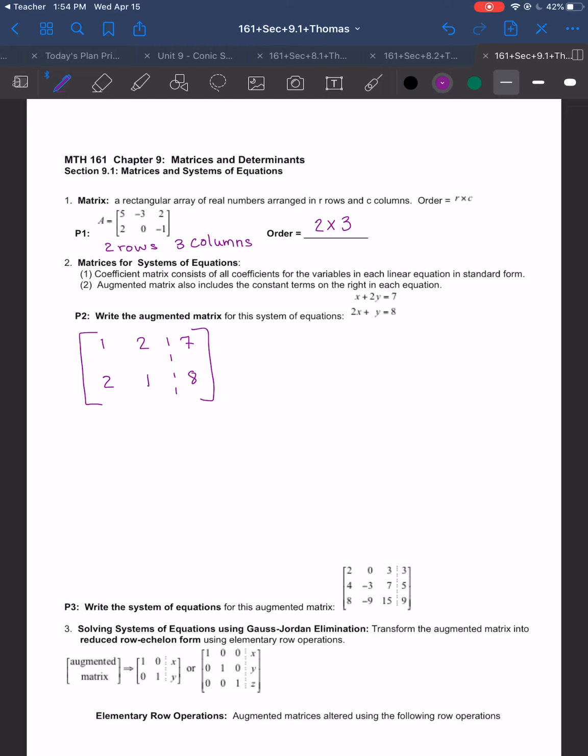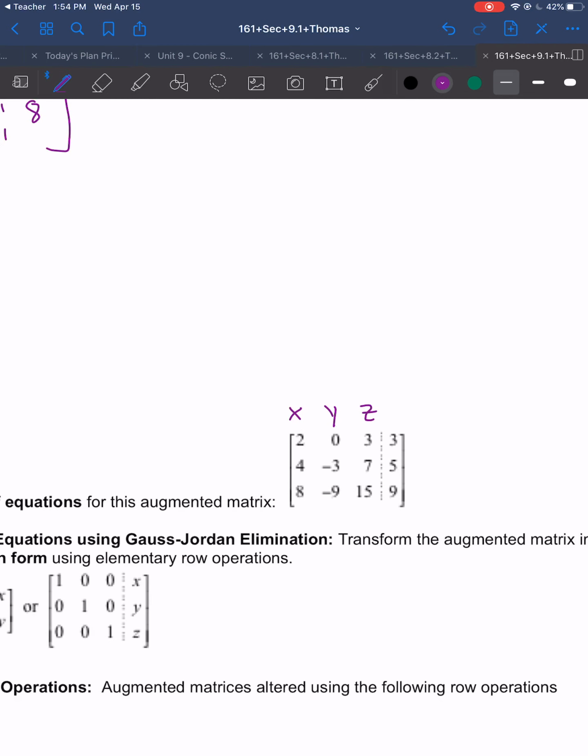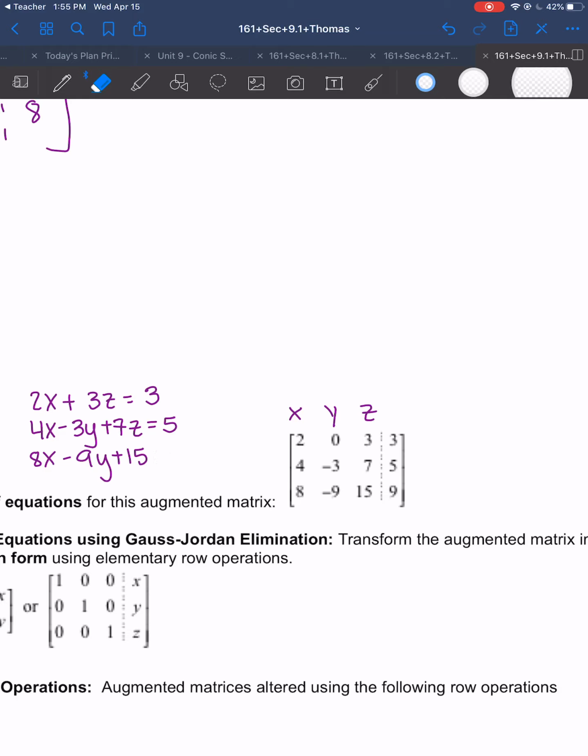So if we wanted to write the system of equations for this matrix, this would be x, y, and z. And the other side of the dash line is the constants. So I would say 2x plus 3z equals 3. 4x minus 3y plus 7z equals 5. And then 8x minus 9y plus 15z equals 9. So that's how you would do that.